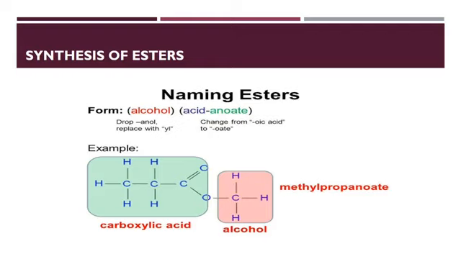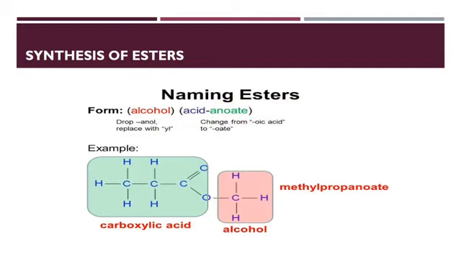Now you have to remember when we give out the IUPAC name of the ester, we come to the alcohol, we drop the suffix anol, and we replace it with the suffix YL. Then from the carboxylic acid, we drop the suffix oic acid and we replace it with OAte.